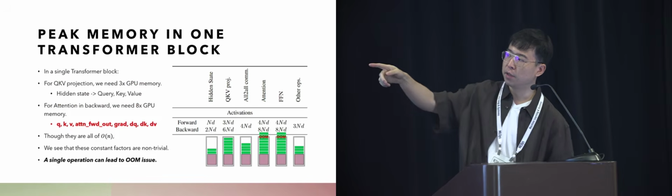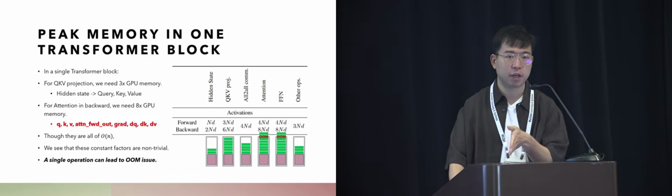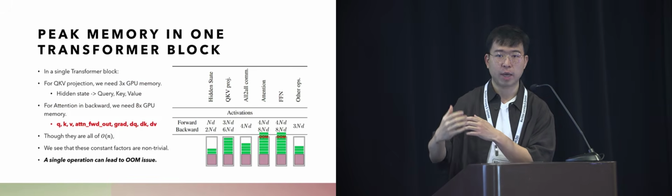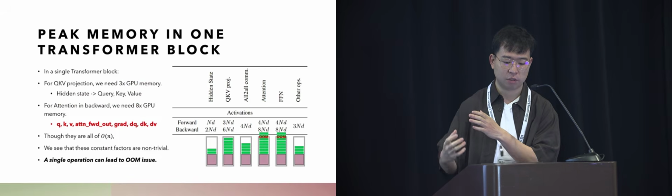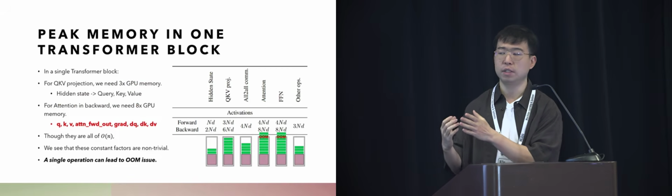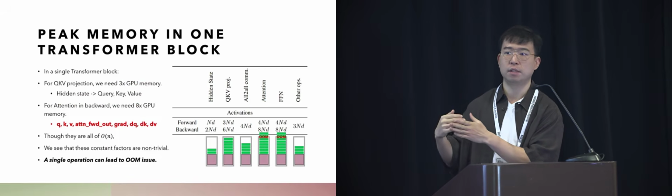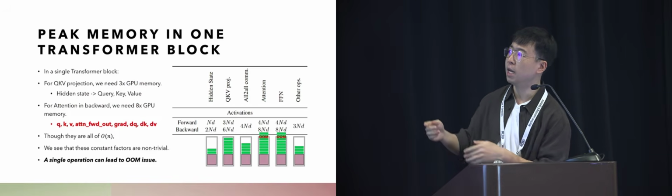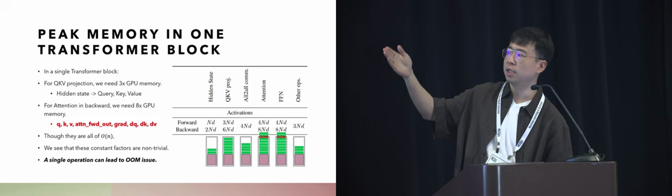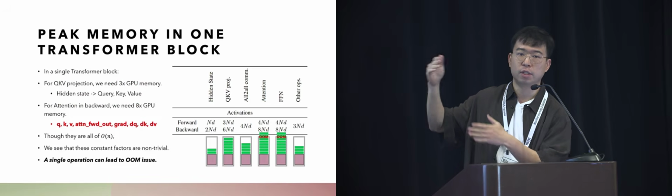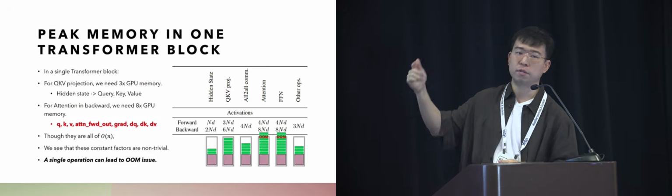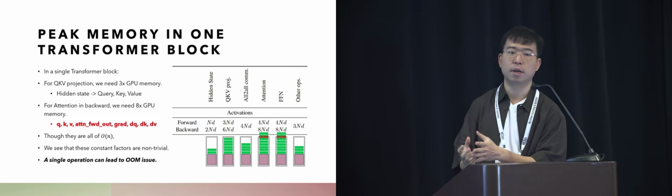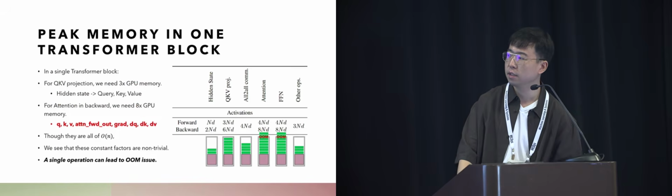Right there, you can see the query, key, value, and attention output. These are results from your forward pass. During backward, you have the gradient input, and you need to store your result to the gradient of QKV. So this is 8 times the GPU memory consumption. Basically, we list out all the memory spikes in every operation in a transformer block. But of course, we only need to care about the bottleneck, which is the attention.